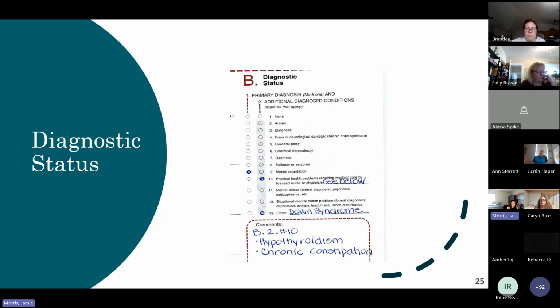So in looking at the information that you have for Michelle, our fictitious person, we have chosen number 10 for her as a physical health problem. Under the comments, you will see that we have chosen hypothyroidism and chronic constipation. Now we have to make sure again that they're requiring medical care and there is something prescribed for them in those two situations. Also marked is other, for this individual also has Down syndrome, which was in the documentation provided with the physical. So we know we can mark that.